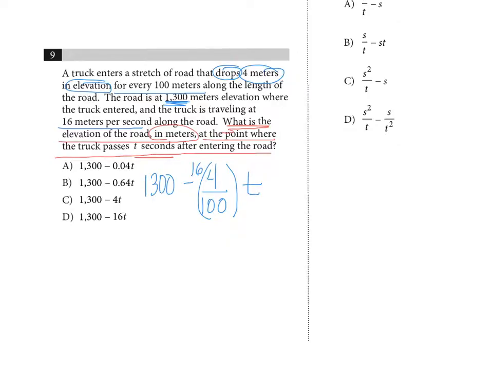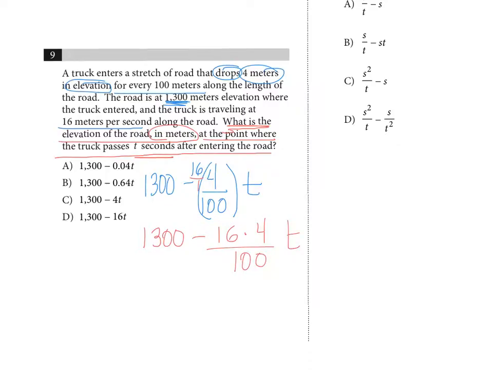So all we have to do here is multiply the rate times the 16, and then just simplify it. So if you simplify that, 1,300, see, 16 times 4, and then divided by 100, because that's what this represents, over 1.